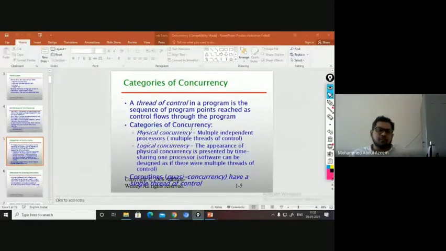Categories of concurrency: physical concurrency and then logical concurrency. Physical concurrency is when you have multiple independent processors, allowing them to be executed concurrently, right? With multiple threads of control, which means you must have a thread of control that schedules. It is something like a dispatcher, or rather a scheduler. I sometimes call it a thread of control, which will schedule these threads or multiple independent processes to have access to the resources they are looking for and can execute, right?